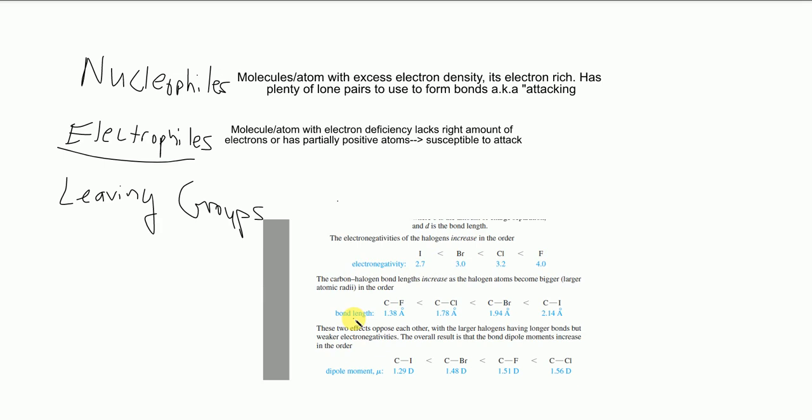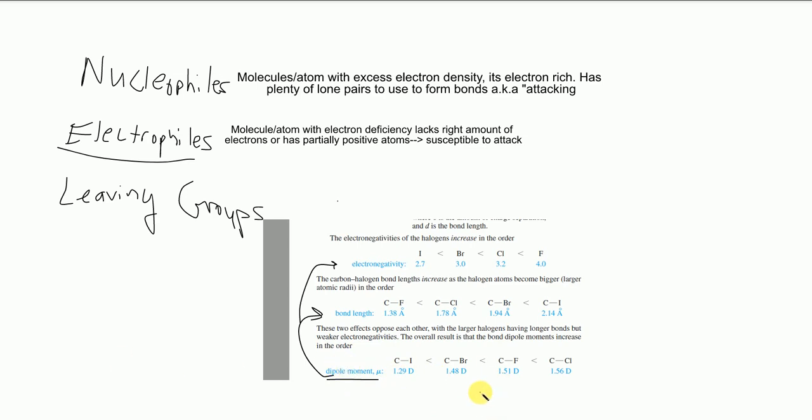Then we have bond length, right? So the length between, usually it's a carbon that we're looking at, and that halogen, so fluorine, chlorine, bromine. As we get to the heavier atoms, bond length increases. And then we look at the dipole moment. So dipole moment is a combination of both these physical properties. Okay, so this is going to give us the actual dipole moment that controls how good a leaving group is.